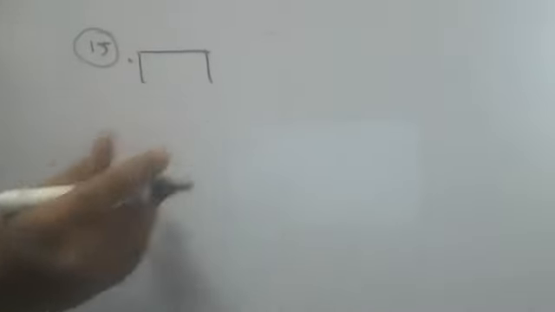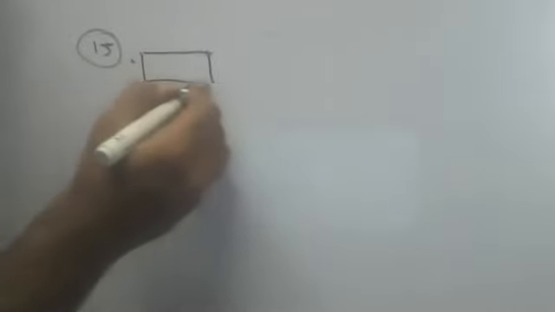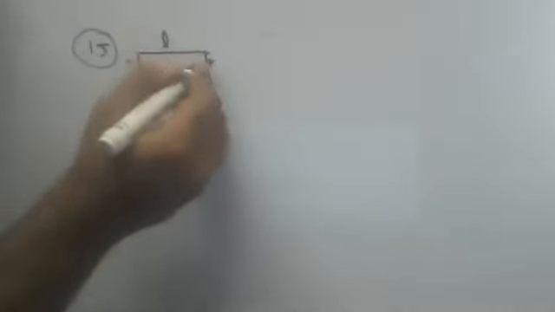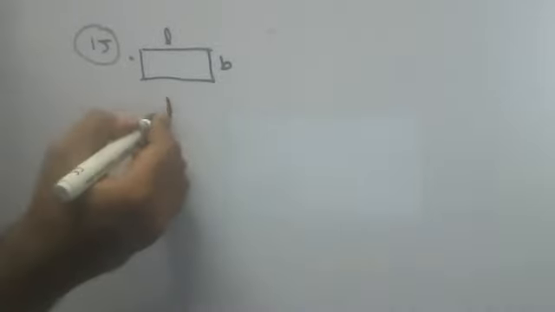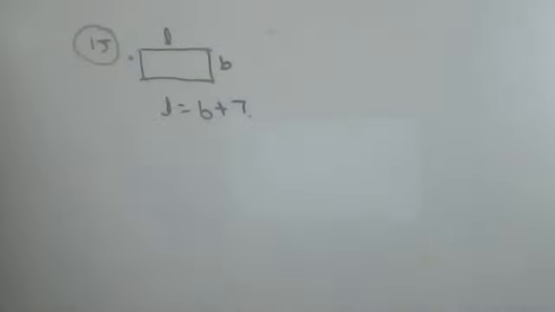15th sum I will tell, children. The length of a rectangle exceeds its breadth by 7. Time is also getting over, children, only 1 minute is there, so I'll give a small explanation. This is length, this is breadth. Length is equal to breadth plus 7, he said.